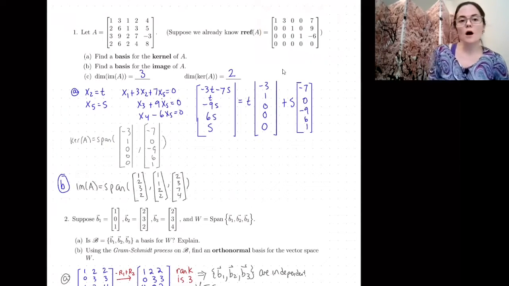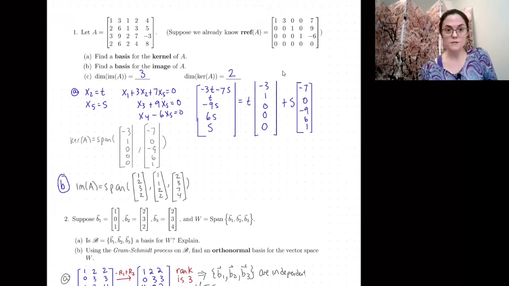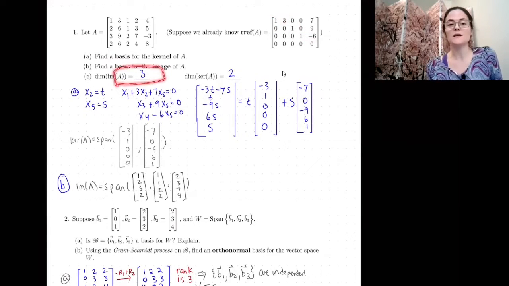Now, we can answer C first, because let's look at the reduced row echelon form right here. We see 1, 2, 3 leading ones. This says that the rank of the matrix is 3, and immediately this says that the dimension of the image is 3. The dimension of the image is the same as the rank. And then we also know that the dimension of the kernel will be the number of columns minus the rank. So that would be 5 minus 3, which is 2.